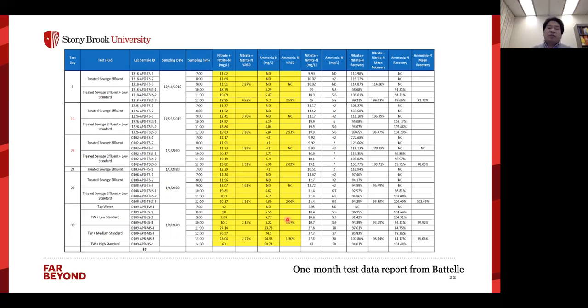It's much better than what I expected. I expected probably less than 10%, but the sensor shows us less than 5%. That is the ideal condition.